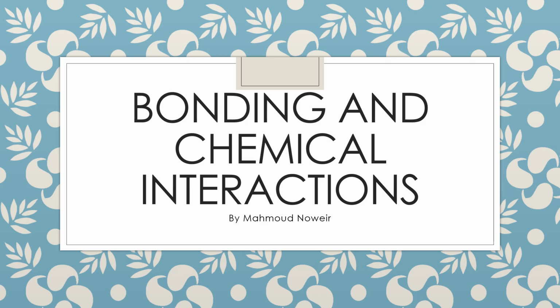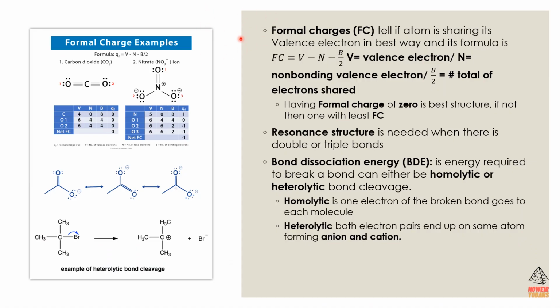So let's dive deep into bonding. We're going to start with formal charges. What is a formal charge? Formal charge tells us if the atom is sharing its valence electrons in the best way, and its formula is FC, formal charge, equals valence electrons minus N, the non-bonding valence electrons.